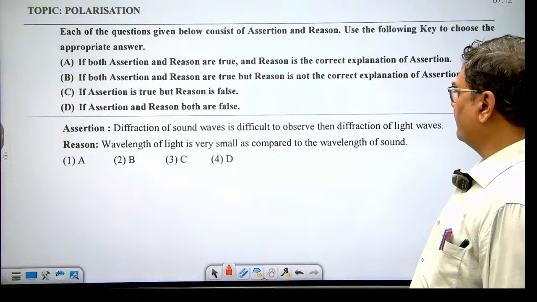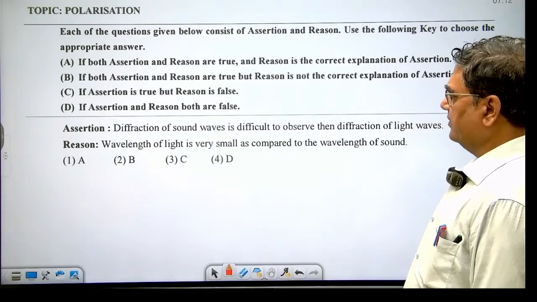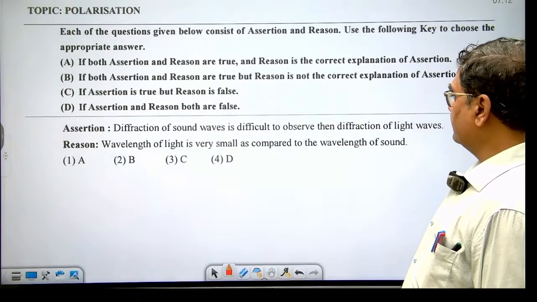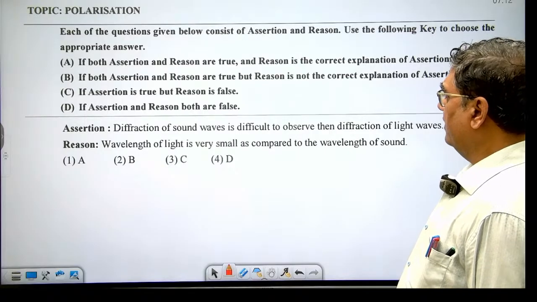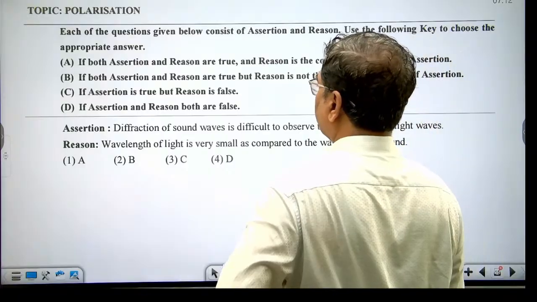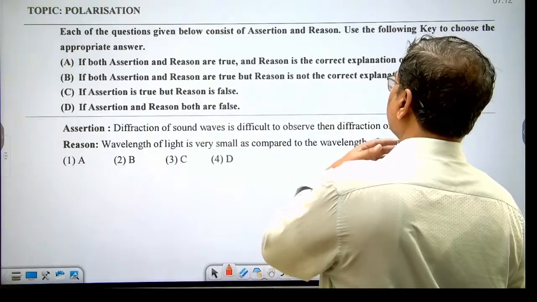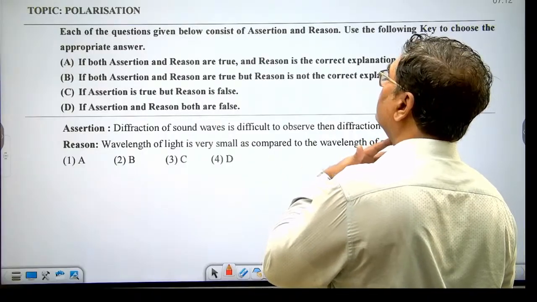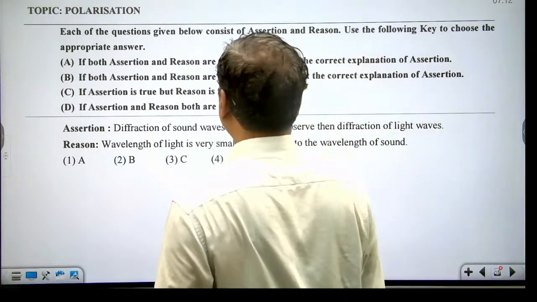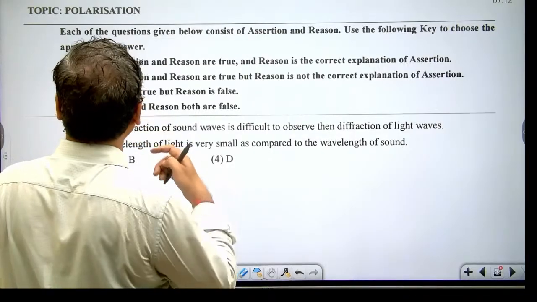Assertion: diffraction of sound wave is more difficult to observe than diffraction of light wave. This is wrong. Sound wave diffraction can easily take place. Reason: wavelength of light is very small as compared to the wavelength of sound. Yes, the reason is true. So the assertion is wrong, the reason is true.